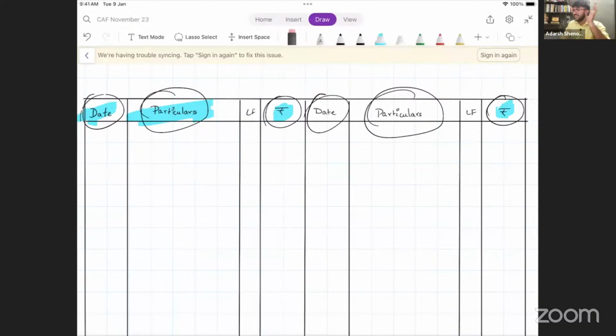Okay, so the date and particulars columns are common, and the amount will be written on the respective side itself. And then we calculate the balance after each transaction. So our format will look something like this.